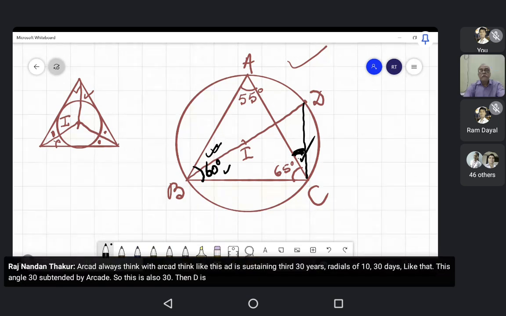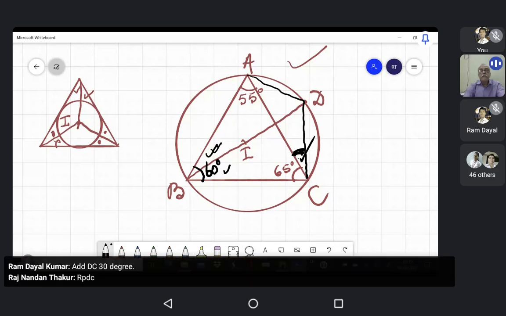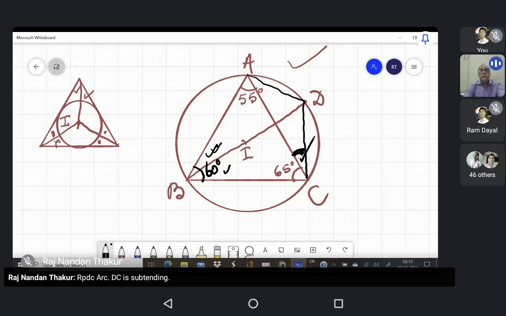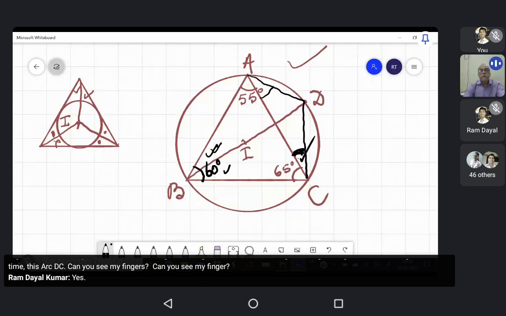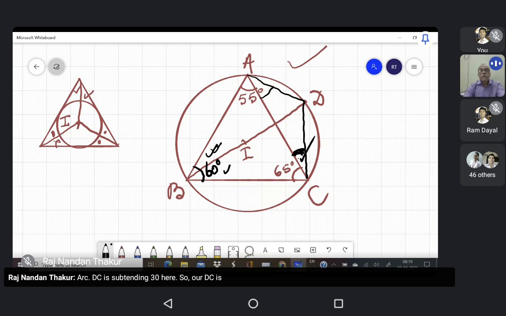Then DAC. DAC is subtended by which arc? Arc DC, 30 degrees. Arc DC is subtending some angle at B, and that is 30. So again, angle of the same segment, this time arc DC. Can you see my fingers? Yes, sir. Arc DC is subtending 30 here, so arc DC is subtending 30 there. Like this you think on the diagram. So 30 degrees.